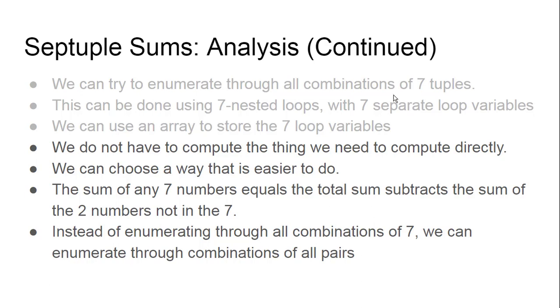There is a more advanced way of doing it, which is using recursion to avoid the repetition. But that's a fairly hard computing concept that I do not want to introduce now. Just for this question, there is another nicer way, by observing that the sum of any 7 numbers will equal the total sum minus the sum of any 2 numbers. So instead of enumerating all combinations of 7, we can enumerate the combinations of all pairs, as long as we first compute the total sum.